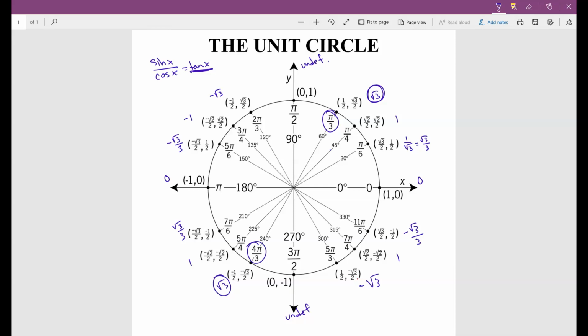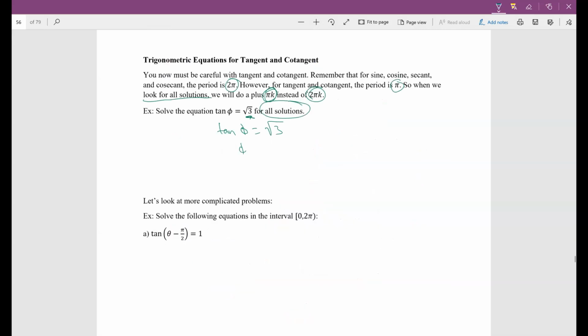But notice that these are 180 degrees away. So if I add 180 degrees, I get to the next one. Typically, I don't really need all of them, but I can do both of them if I wanted to: pi over 3 and 4 pi over 3. So if I just wanted both of the solutions, it will be pi over 3 and 4 pi over 3. But in this case, since I want all of them, you can write this.